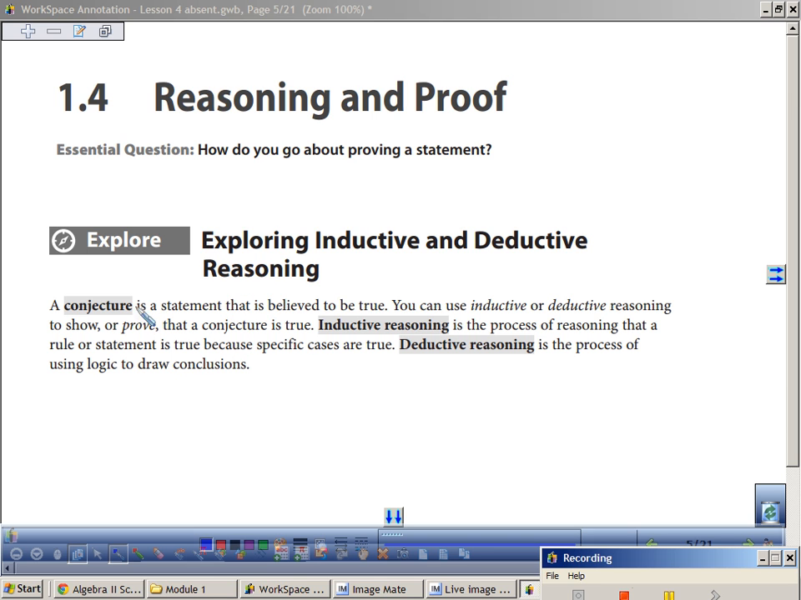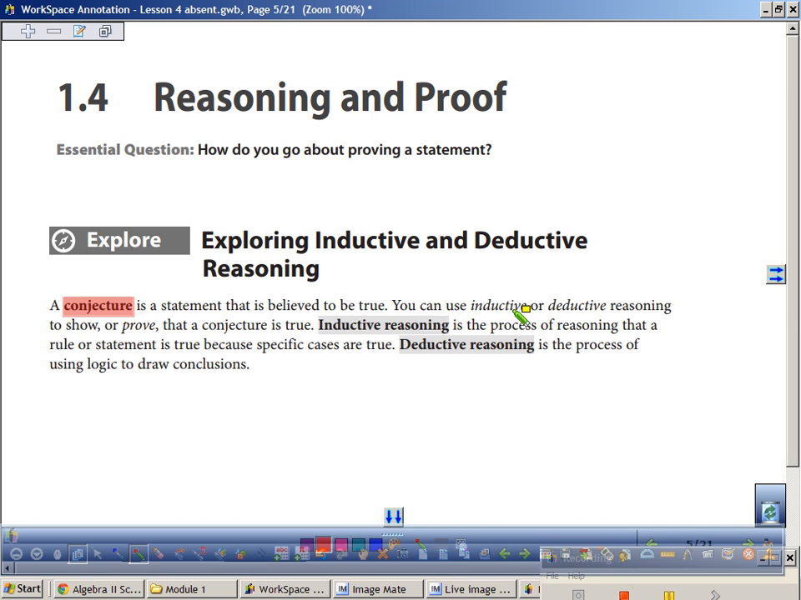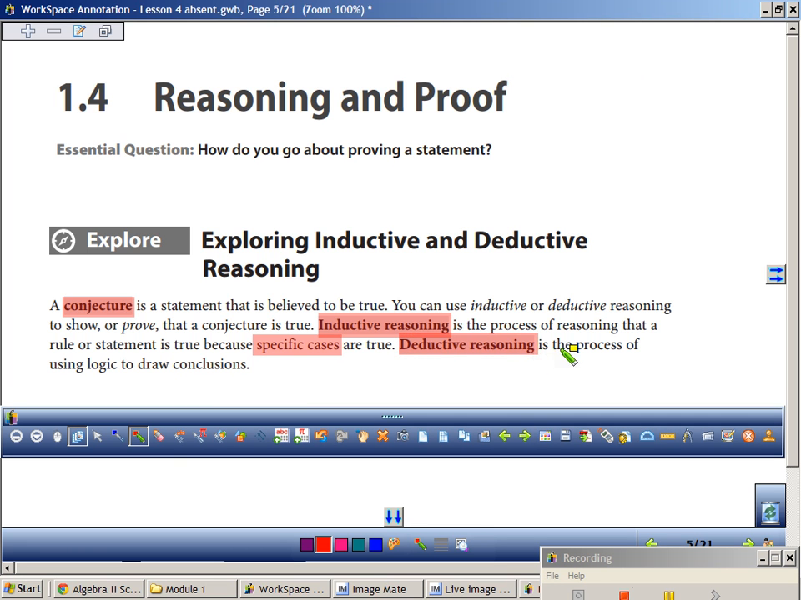So a conjecture, I'm going to go ahead and highlight that. A conjecture is a statement that is believed to be true. You can use inductive or deductive reasoning to show or prove that a conjecture is true. Inductive reasoning is the process of reasoning that a rule or statement is true because of specific cases. Deductive reasoning is the process of using logic to draw conclusions.